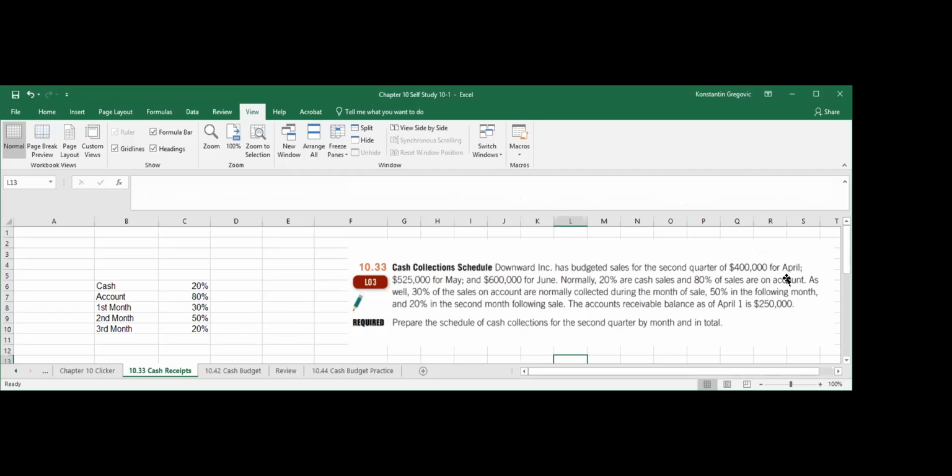Budgeted sales for second quarter, 400,000 for April, 525,000 for May, 600,000 for June. Normally 20% of sales are cash sales, 80% are on account. As well, 30% of the sales on account are collected during the month, 50% in the following month, 20% in the second month. Don't worry about the AR balance, we won't go over it today. All I want you to do is prepare a schedule of cash collections for the second quarter by month and in total.